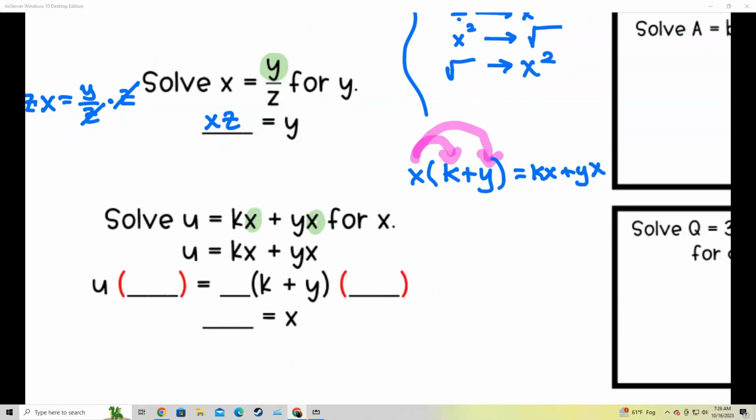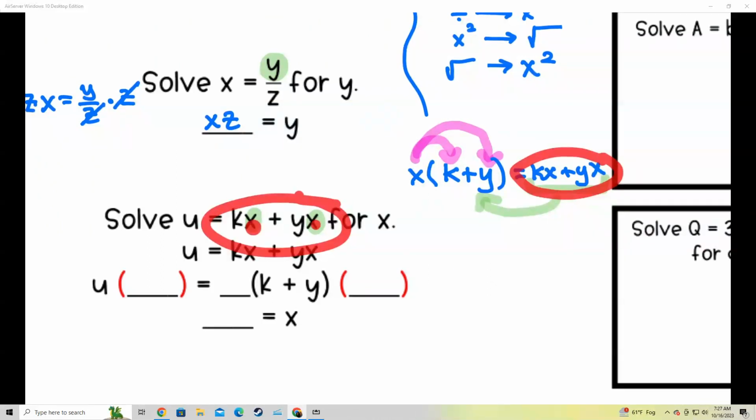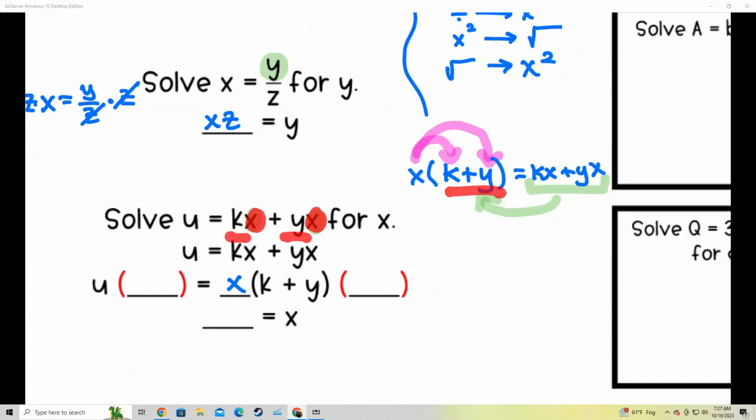What am I saying? I'm saying that we were given this, and I can go backwards to this. So it's distributive property, it's just I'm going the opposite direction. Notice that this thing is the exact same thing as this thing. They both have an x in it. So I can take that x and put it in the front. When I take that x and put it in the front, that's like taking out the x here, taking out the x here, and I'm just left with the k plus y on the inside. We call that factoring, okay?